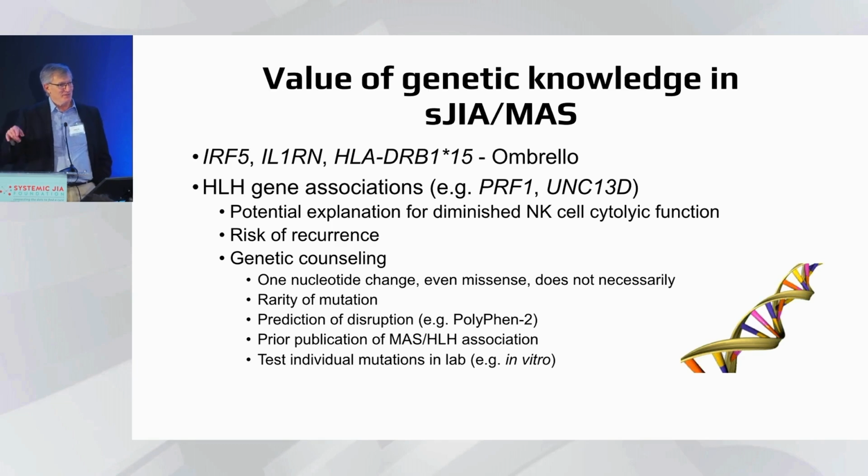But just because you find a mutation, even if it's an amino acid change, doesn't mean it's causative or contributory. It may be a risk allele of whether a child with systemic JIA is going to get MAS over and over again. And if it's a rarer mutation, it's more likely to be potentially pathologic, or if one of these algorithms like PolyPhen-2 suggests that it disrupts the protein function, that may be good, or if this particular mutation's been published in other kids with MAS of any form, really, for that matter.